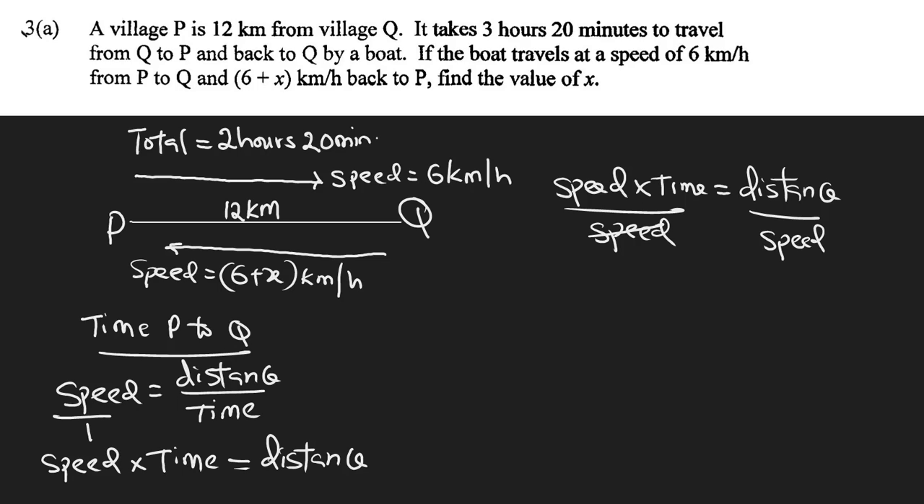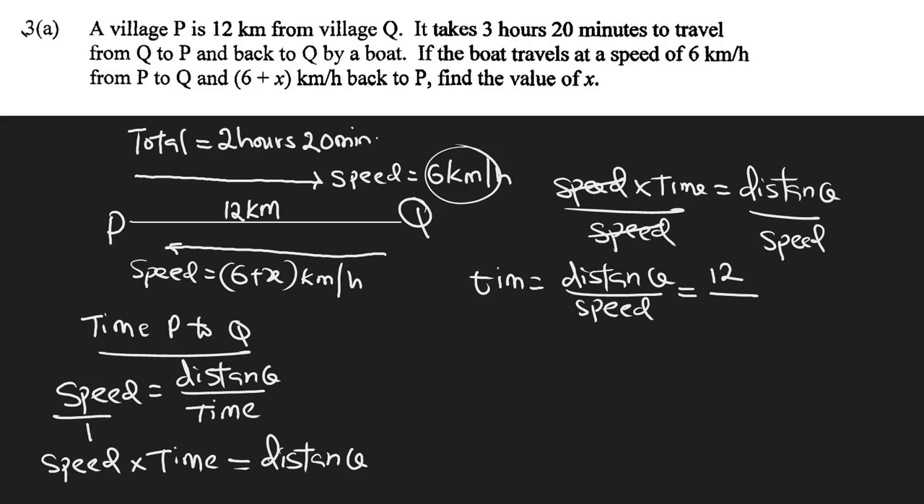So this speed will cancel this speed, and we're left with what? Time now is equal to distance over speed. So what is the distance? Of course, the distance is 12 kilometers, right? So we say 12 over the speed it used was what? 6 kilometers per hour. So we say 6. And therefore, the time is going to be 12 divided by 6 is 2 hours. So it took the boat 2 hours to travel from P to Q.